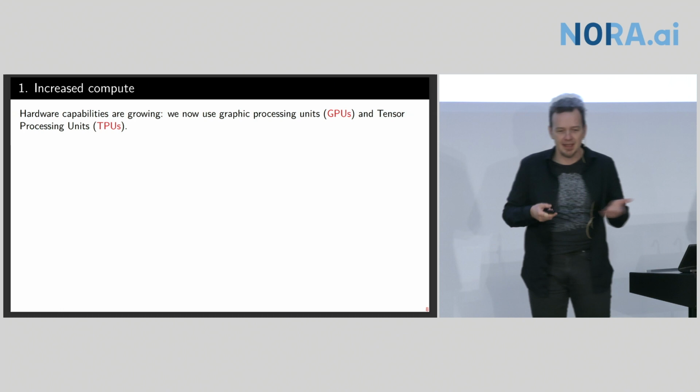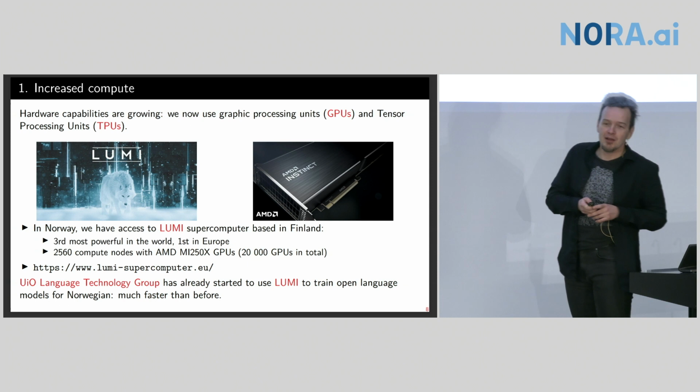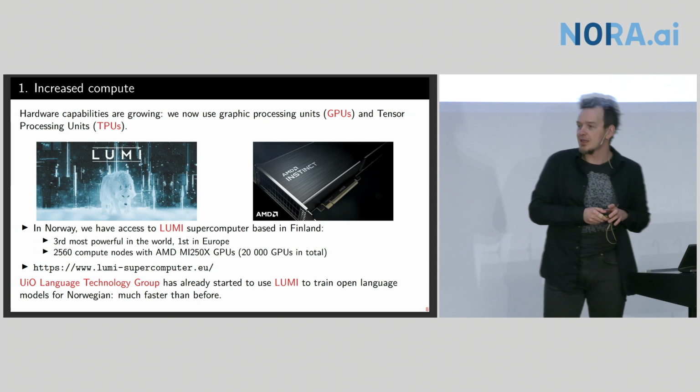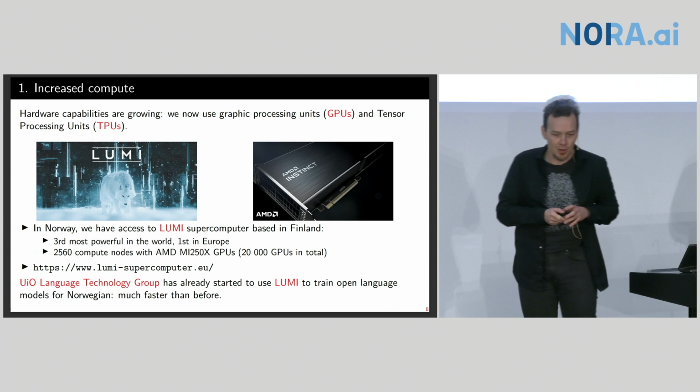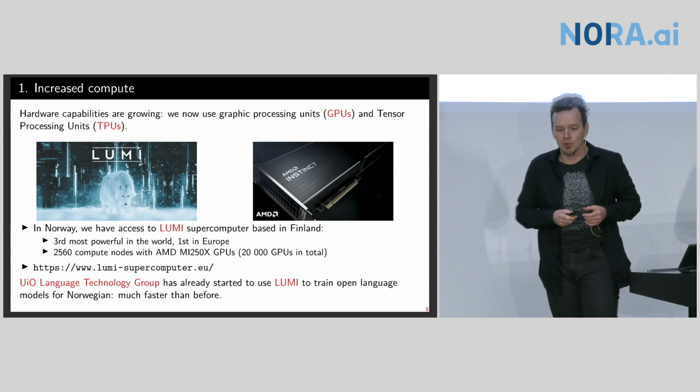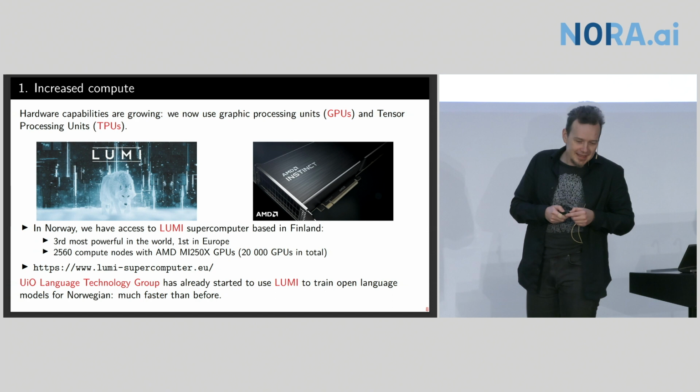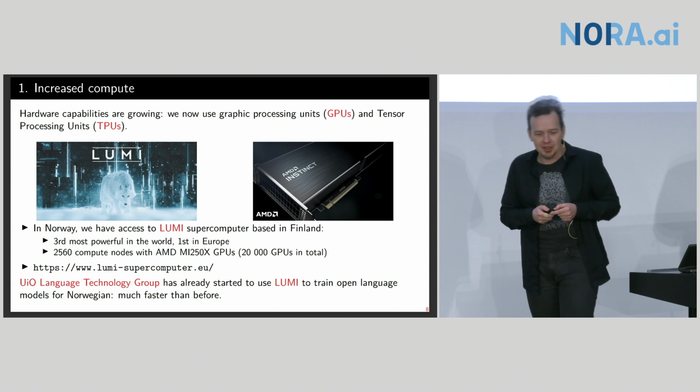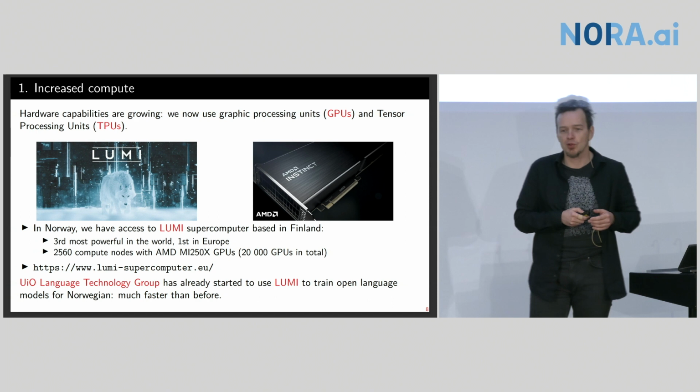And we, in Norway, are in fact quite lucky. We have access to a supercomputer called LUMI, which is based in Finland, and it's the third most powerful supercomputer in the world, and the most powerful supercomputer in Europe, at least up to now. It has about 20,000 GPUs in total, which is a lot, and which is much better than what we had before in the Norwegian national supercomputers that we used before the advent of LUMI.